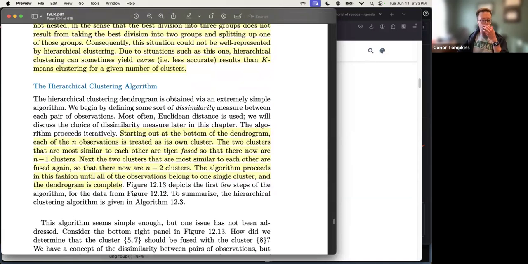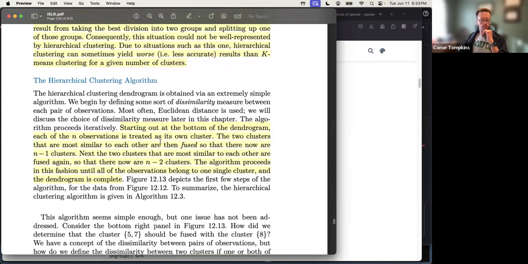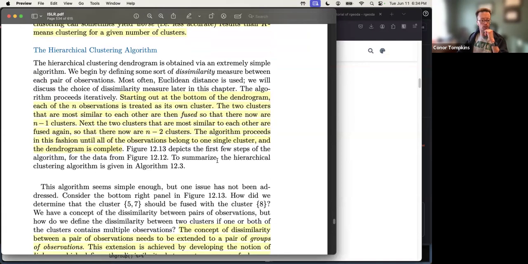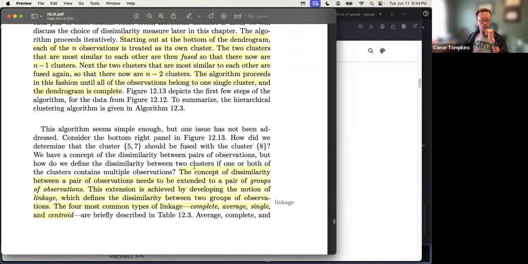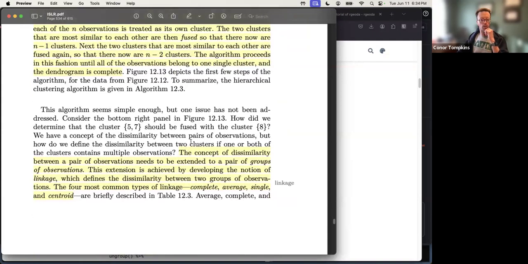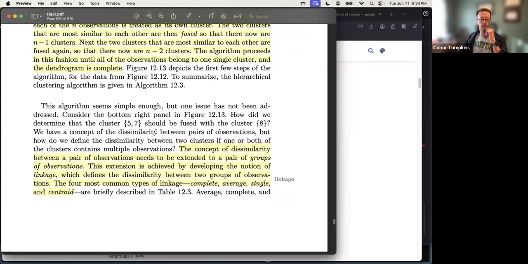So again, it's an iterative algorithm here. You start at the bottom where each of the observations is in its own cluster, and then you fuse vertically until all the observations belong to one cluster. In terms of dissimilarity, because one node of the tree could have multiple observations, you need a measure of dissimilarity that can handle multiple observations.